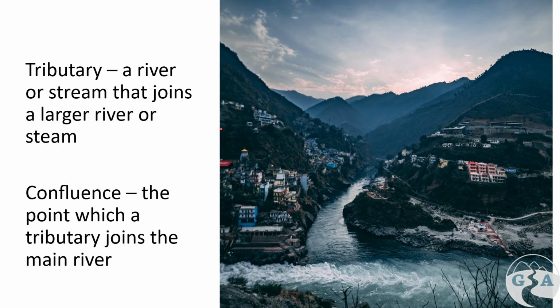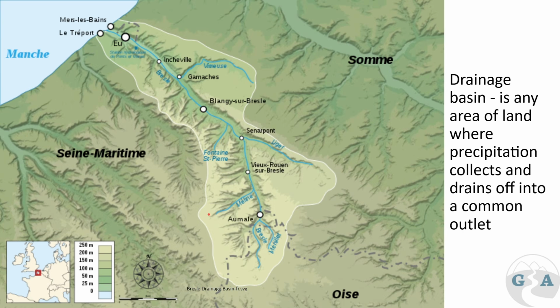Tributaries are where two rivers meet, and then the confluence is the area in which it meets, but the tributary is the smaller river that comes into the bigger one. So, for example, this is a tributary to the main river channel here.